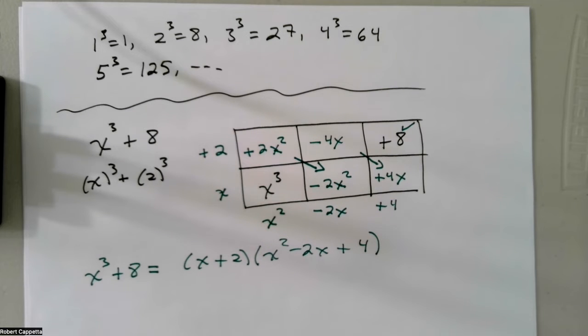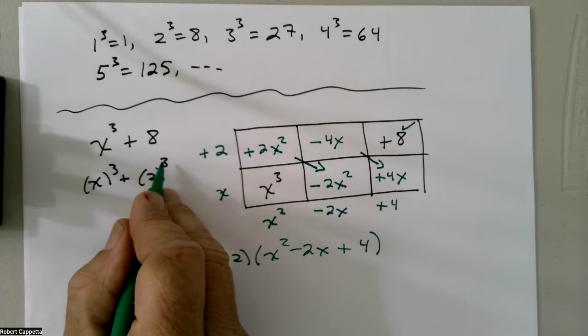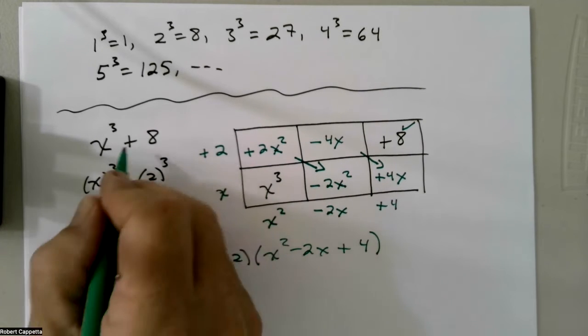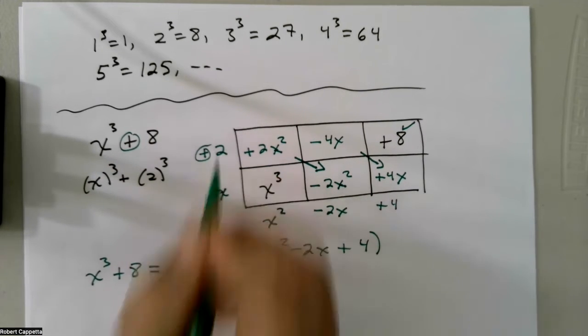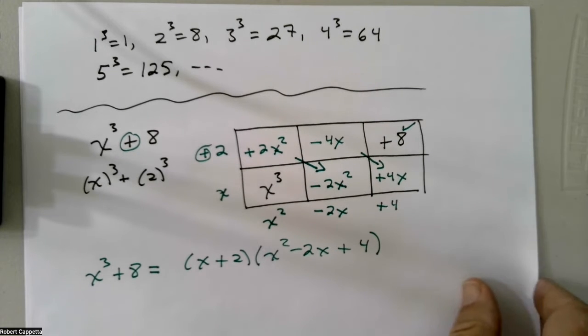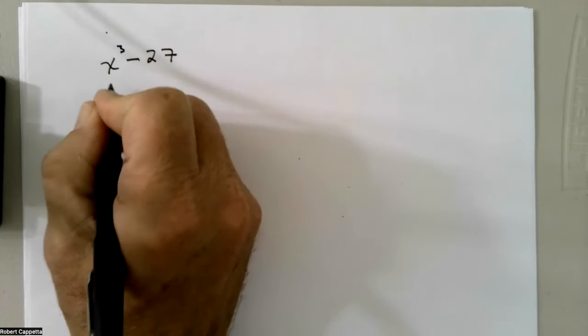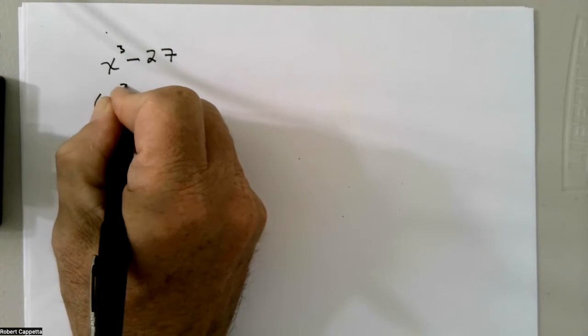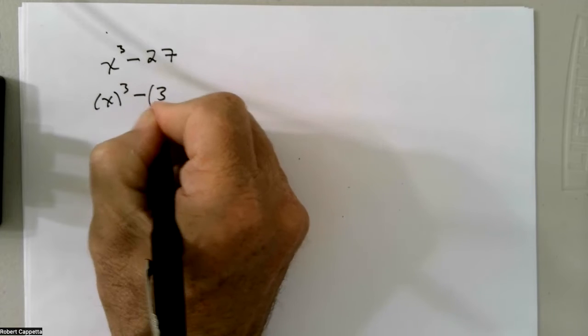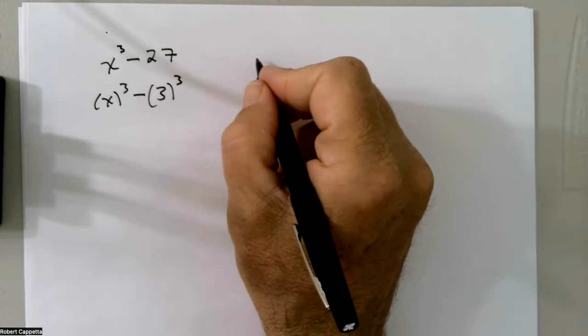So again, a sum of two perfect cubes, because x cubed is x quantity cubed. 8 is 2 cubed. The root is x plus 2. The plus here has to match the plus here. But what's nice about this is we can indeed factor a sum of cubes or a difference of cubes. So let's take a look at x cubed minus 27. Let's think about the roots. X is the root of the first one. 27 is 3 cubed. So my roots are x and negative 3.